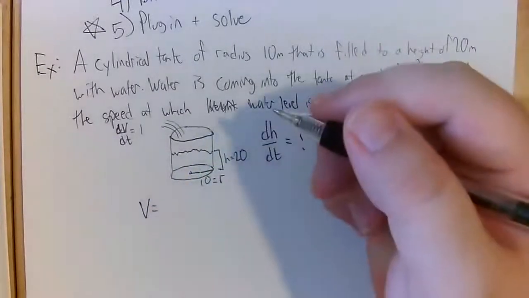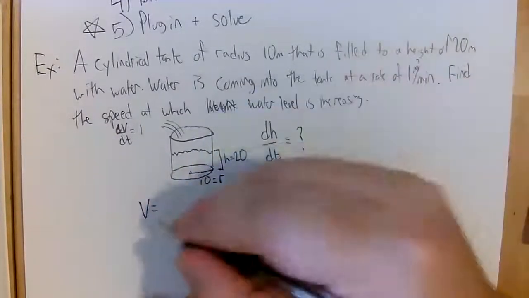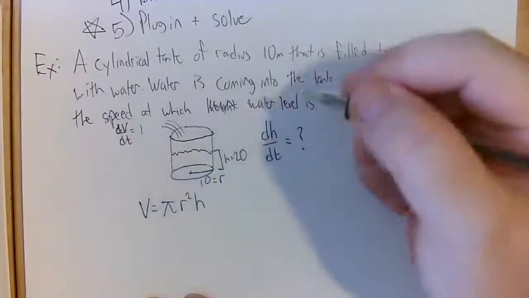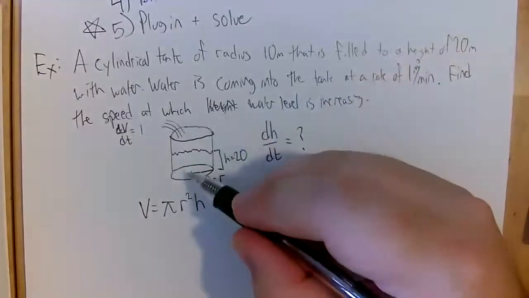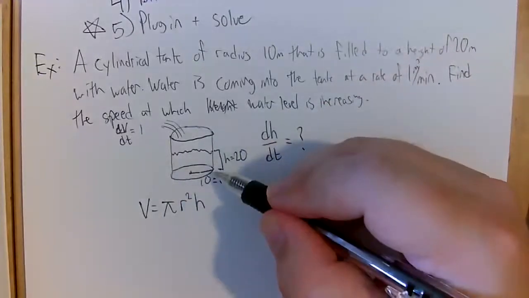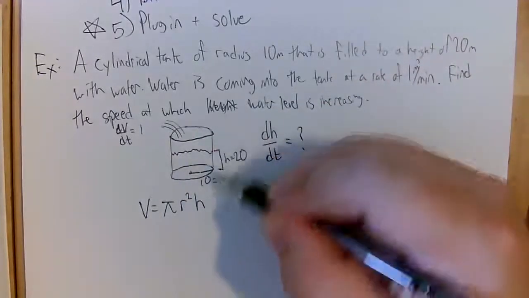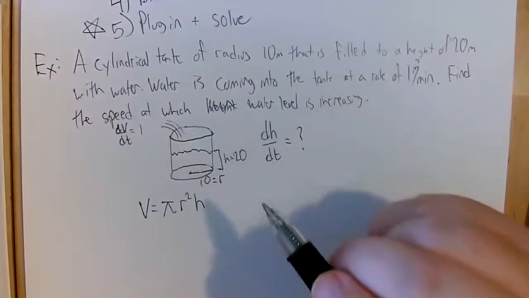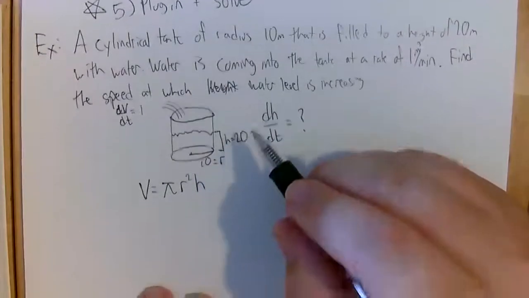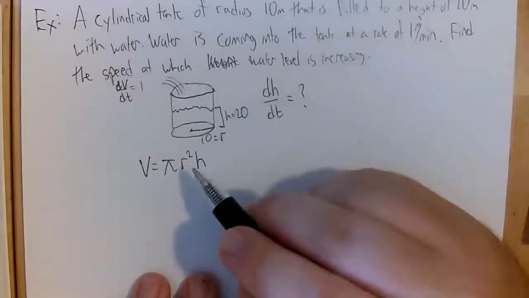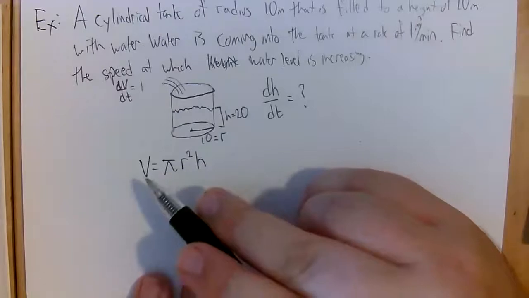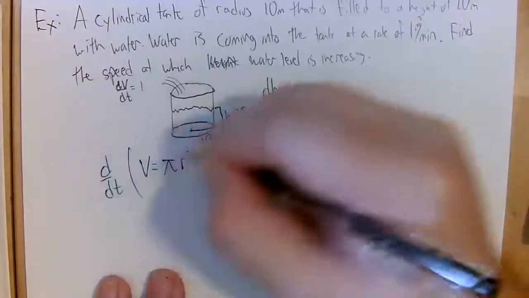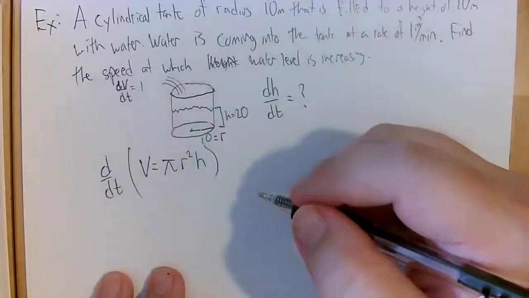So the volume of our cylinder is going to be pi r squared h. And the way to know that is it's the area of a circle, and then we just drag it along a distance of h. You know, V is pi r squared h. So here's the equation we're going to use here. And then finally, what we're going to do is take the derivative of this. So I'm going to differentiate this with respect to t.